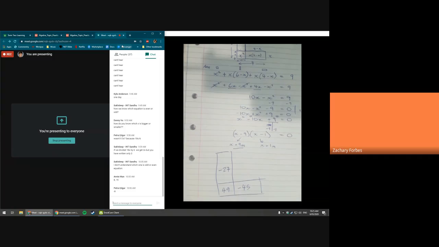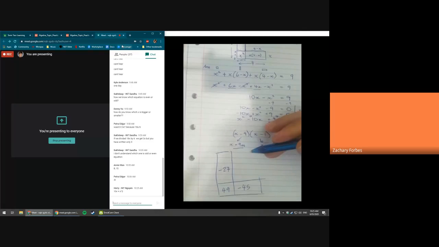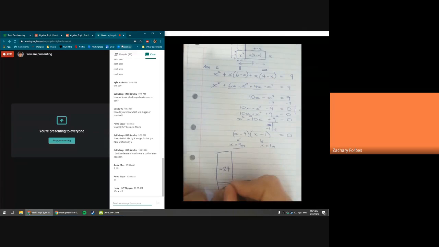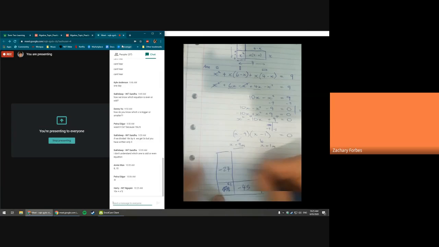What did I do wrong? 5 times 9. That one would be, oh wait, no, that's not 49. That's 81. So if we were using that, let's see if this works. Let's see if the area adds up. 81 plus negative 27 plus negative 45. What's that?